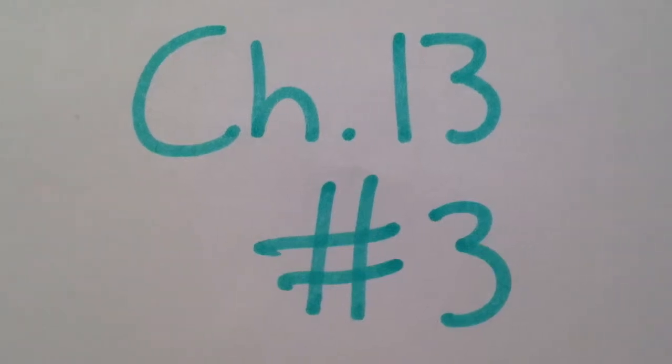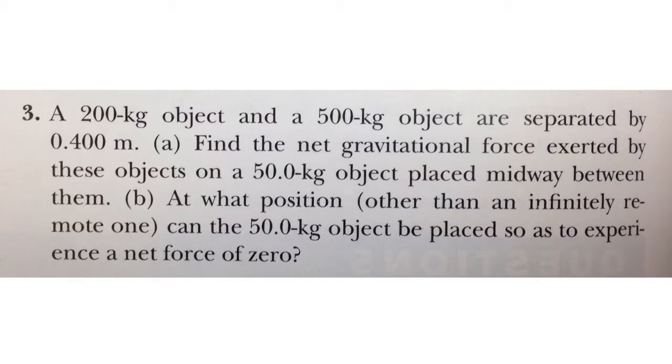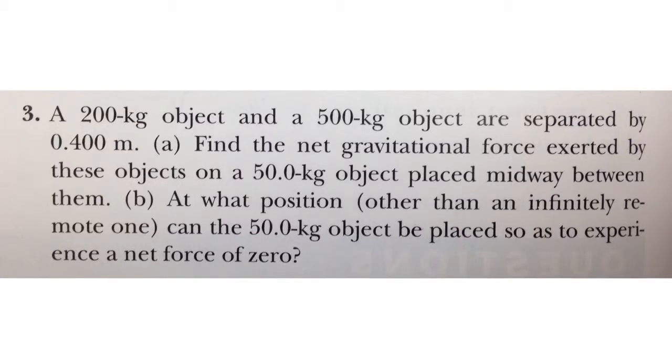Okay, this is chapter 13, number 3. The question states a 200 kilogram object and a 500 kilogram object are separated by 0.400 meters. Part A. Find the net gravitational force exerted by these objects on a 50 kilogram object placed midway between them.